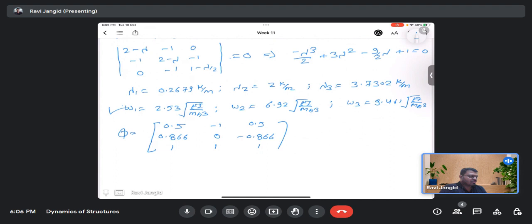Now come to part one. What is part A? In part A, we are asked for the modal expansion of the effective earthquake force.